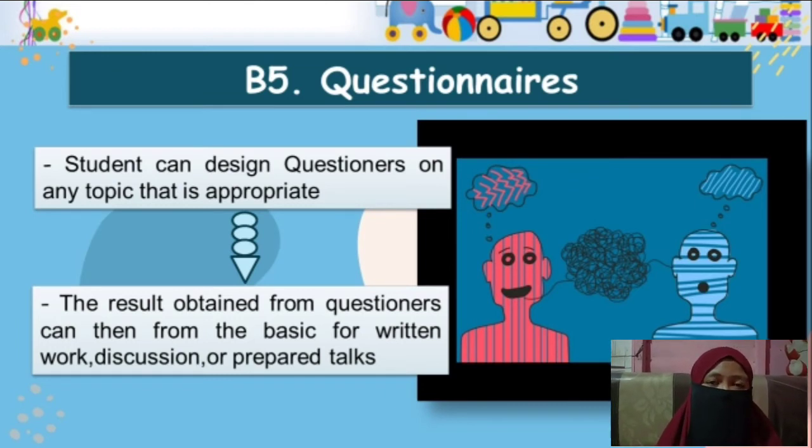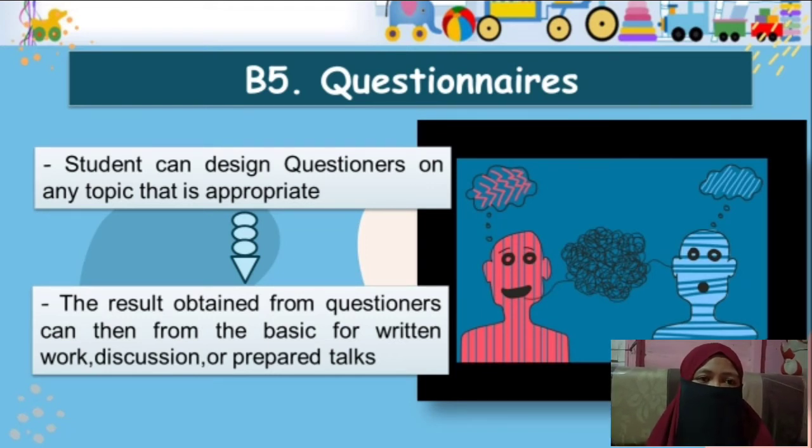Questionnaires are useful because, being pre-planned, both questioner and respondent have something to say to each other. Students can design questionnaires on any topic that is appropriate. As they do so, the teacher can act as a resource, helping them in the design process. The results obtained from questionnaires can then form the basis for written work, discussion or a prepared talk.